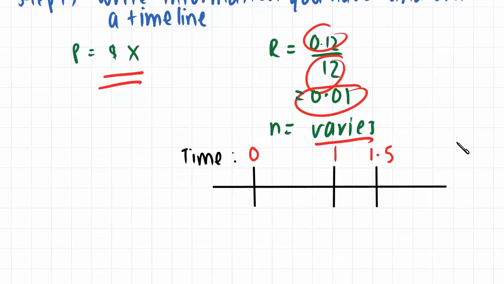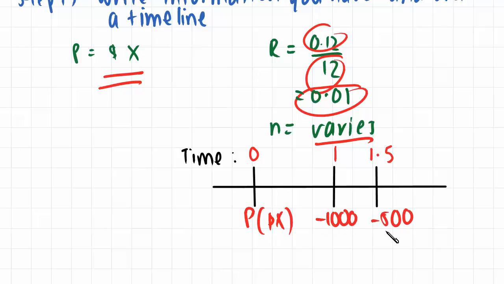So right now we want to know P, so that's the X amount that we don't know. And we know there's a $1,000 withdrawal here and a $500 withdrawal here. So if we just change this time into months, the year would be 12 months. And 1.5 would just be 18 months, just to make it simpler for us, okay?